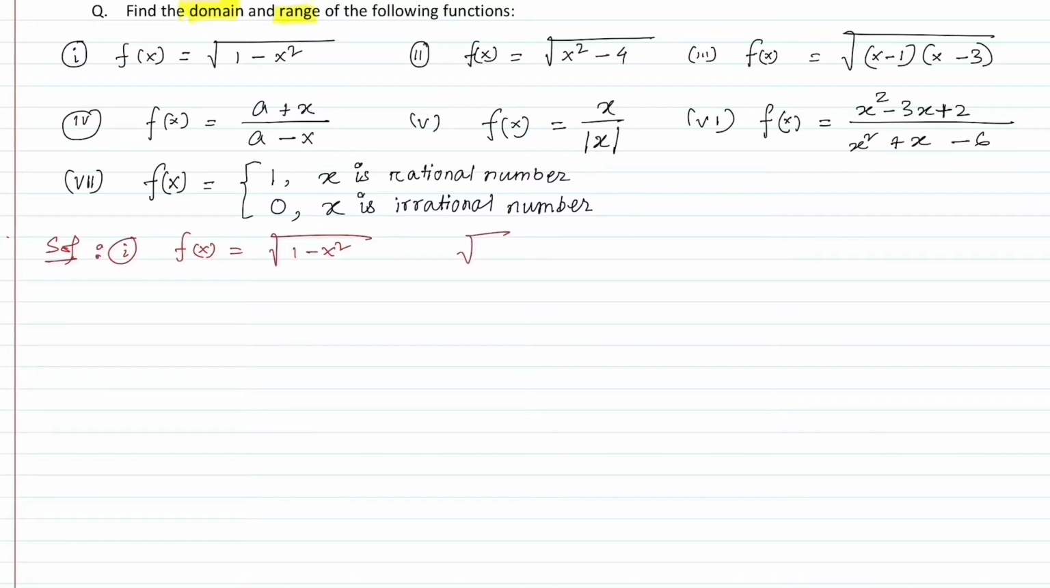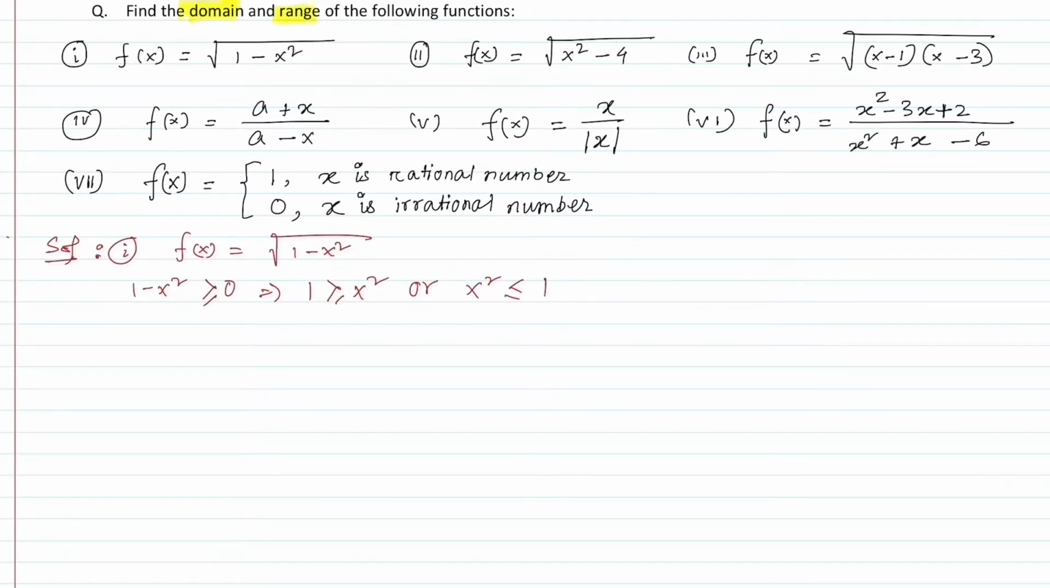Here you see, I have already told you that under the root there should not be a negative number. If there is a negative number, then it doesn't belong to the real numbers. So that's why we cannot take a negative here. That's why 1 minus x square must be greater than or equal to 0. This implies 1 is greater than or equal to x square, or you can write x square is less than or equal to 1.